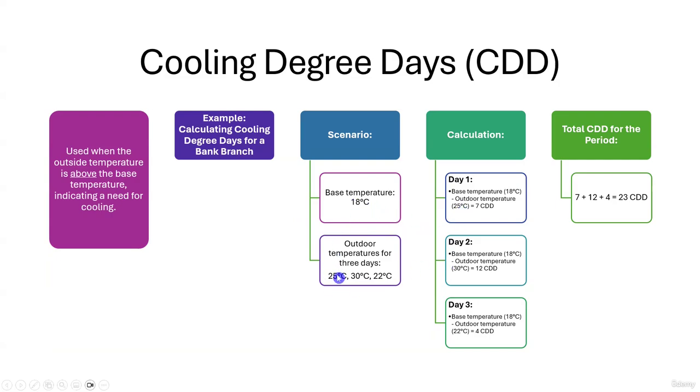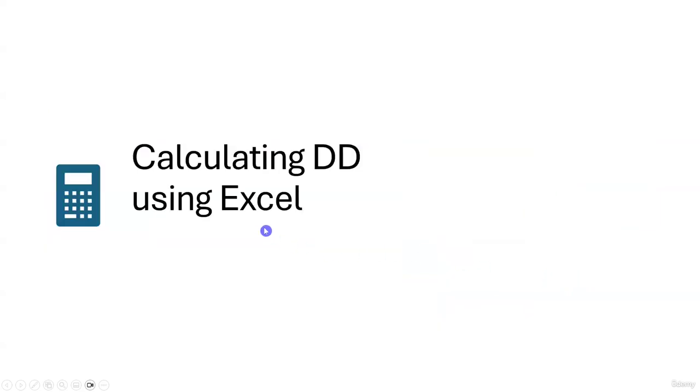So for the first day it's going to be 25 minus 18, which is 7. Second day is 30 minus 18, which is 12. And third day is 22 minus 18, which is 4. If you add all of them, you are going to get 23 cooling degree days for the 3-day period. And we will also demonstrate this in Excel, how to calculate the degree days.